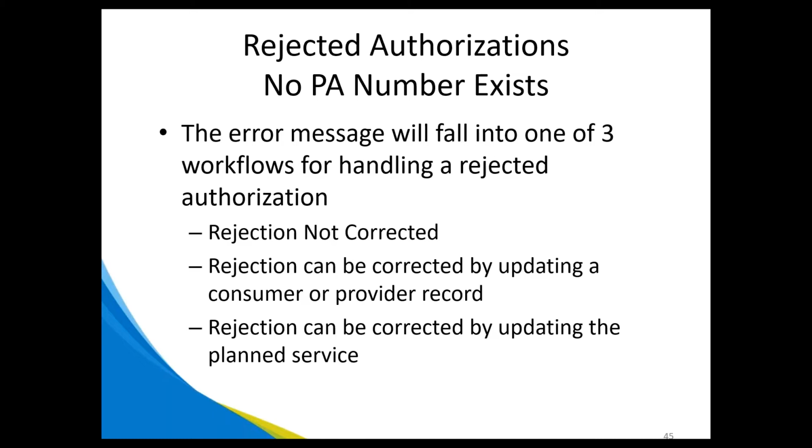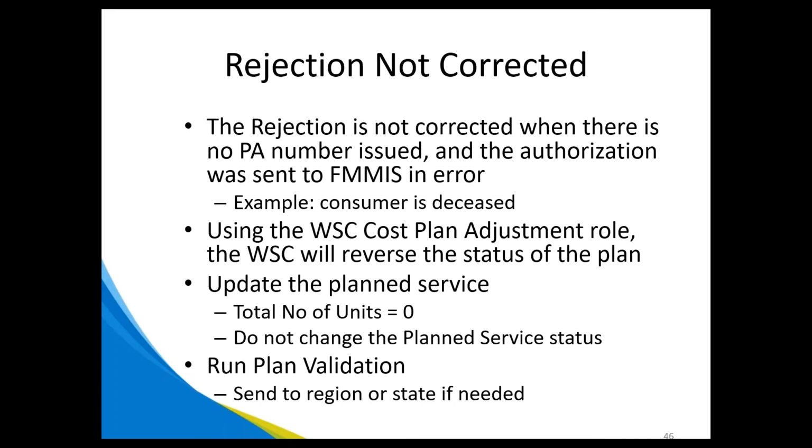Our three reasons are going to be that the rejection is not going to be corrected. Maybe that authorization was transmitted to FMIS in error. The rejection can be corrected by updating the consumer's record or the provider's record, and we're going to go through what you need to do for each one of these. Or the rejection can be corrected by updating the plan service. So that's the three general workflows that we're going to follow whenever an authorization is rejected and there is no PA number.